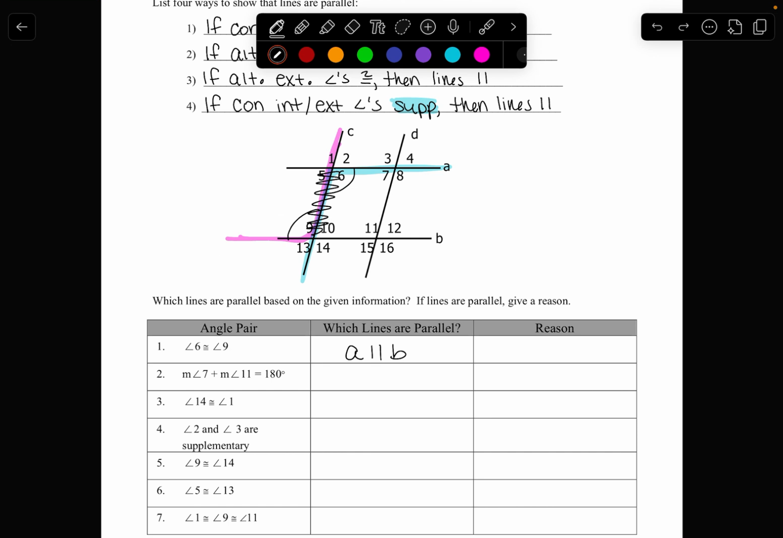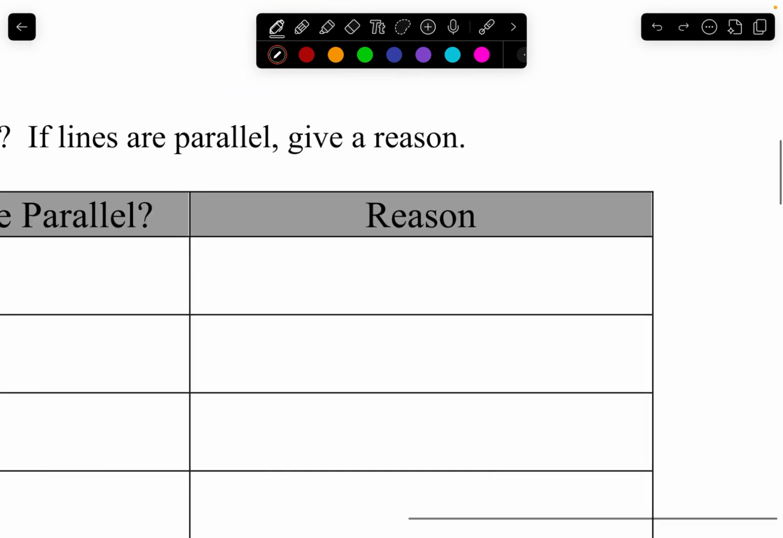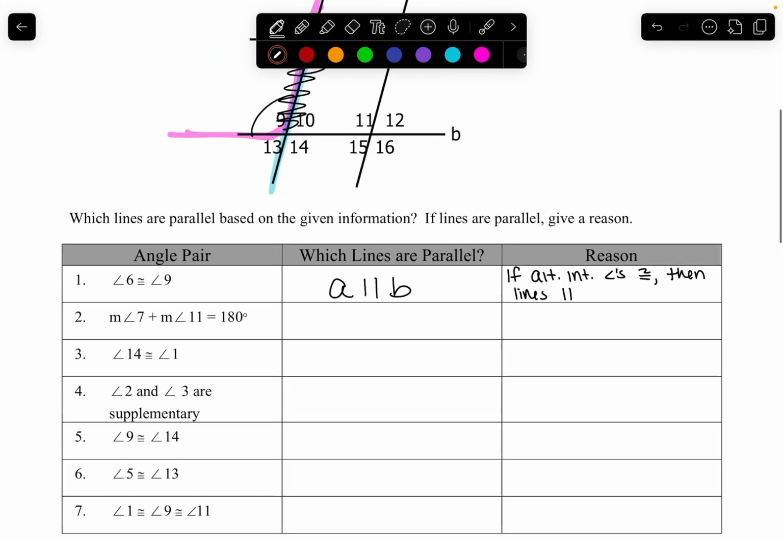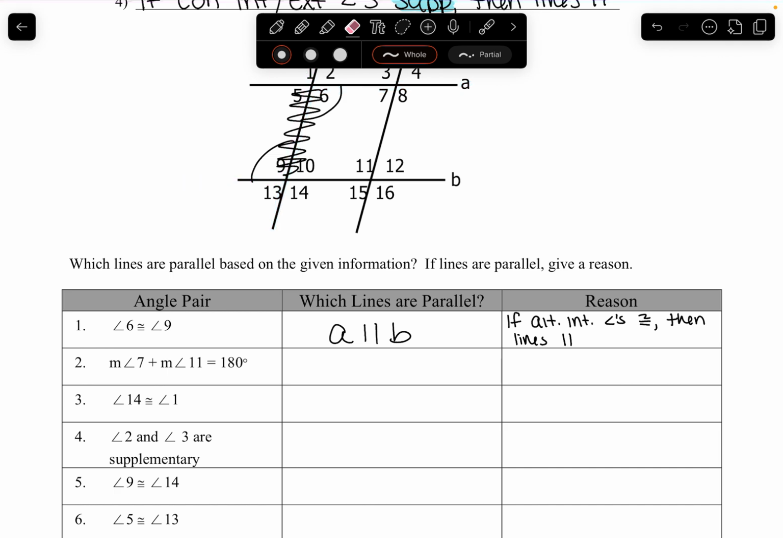Now, we have to determine what kind of angle pair I have. 6 and 9 are alternate interior angles. So our reason would be if alternate interior angles are congruent, then lines are parallel. That's my reason. Okay? All right, let's do it again.